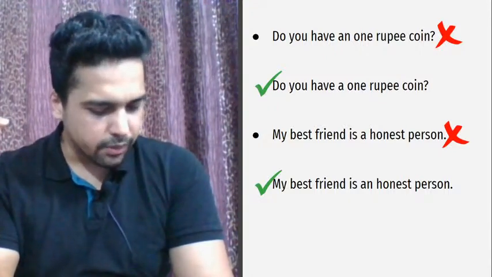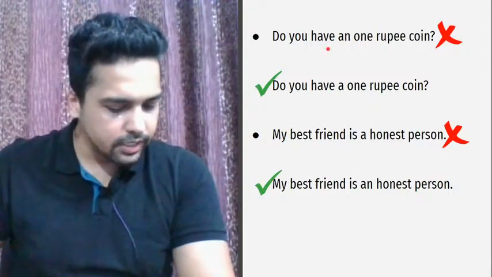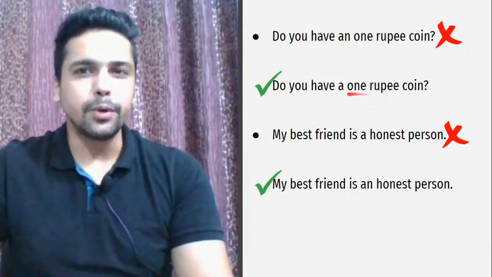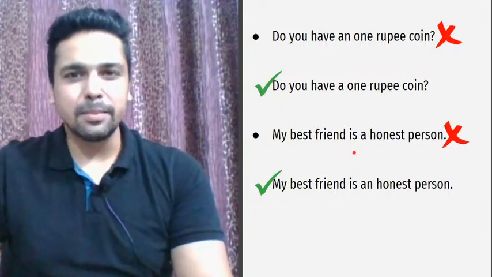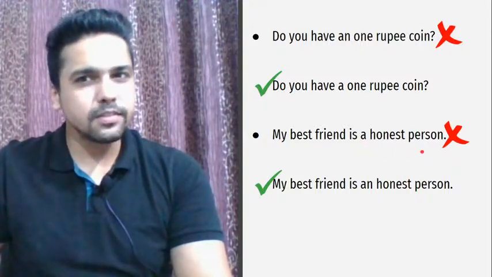V is not a vowel sound, right? Yes, perfect. So V is not a vowel sound. That's why we're using a 1 rupee coin, because it's a consonant sound. Similarly, look at the last example here. My best friend is a honest person.